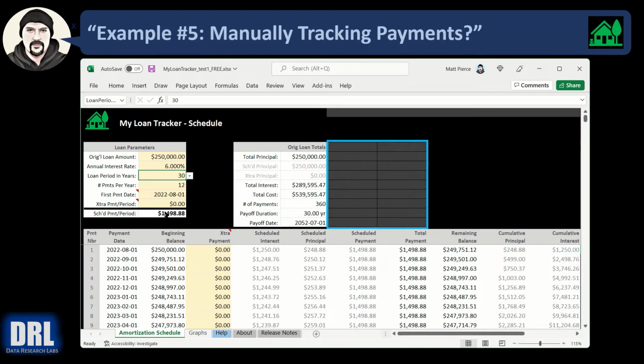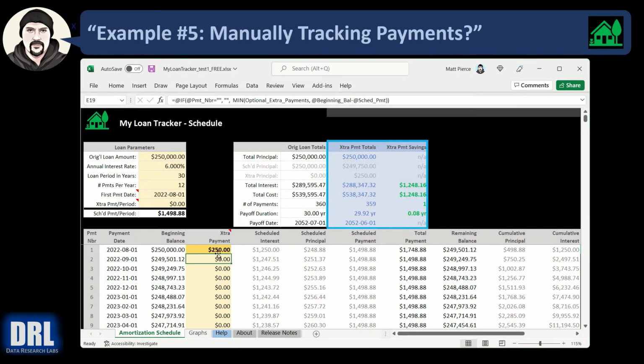But to manually track the payments, we follow a simple 2-step process. First, we make sure we've zeroed out the extra payments right here at $0 all the way down. And then each month as we go along from month number 1, if we paid $250, we enter it in. And as soon as we move off the cell, boom, it changes to a darker yellow. It used to have a formula. Now it's just a value and the formula is gone. That's what the dark yellow is indicating.